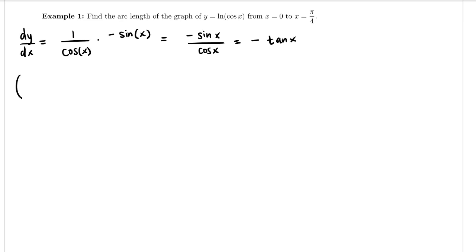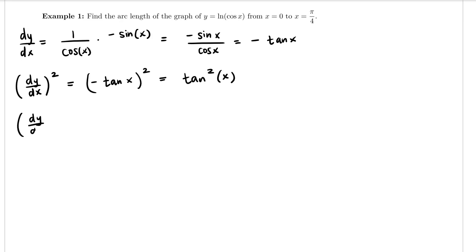From here, I'm going to square my derivative because that's what ends up going into our formula for arc length. So we have negative tangent of x quantity squared, which is going to end up equaling tangent squared x. From here, I'm going to go ahead and add 1 to this.